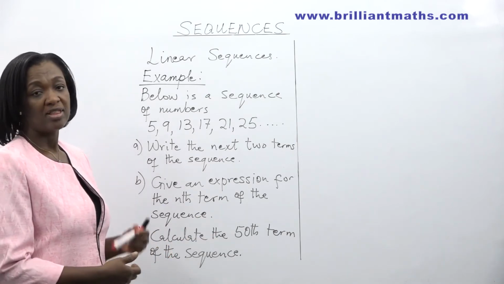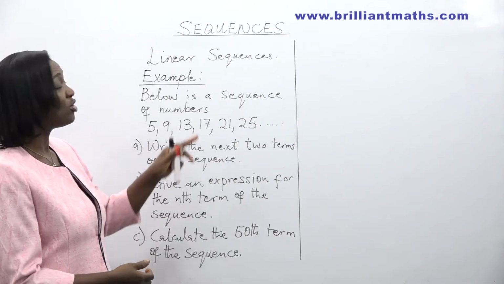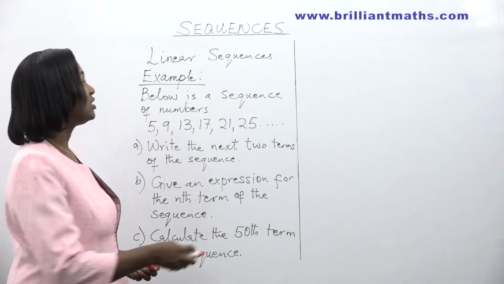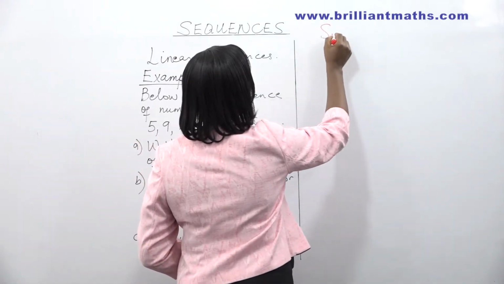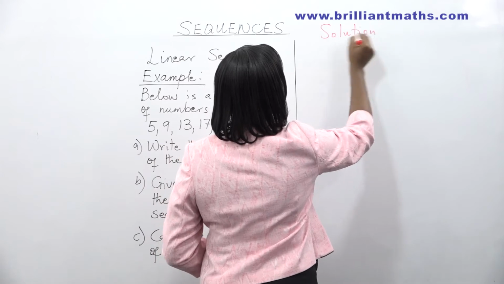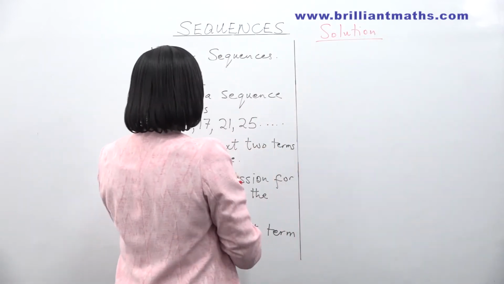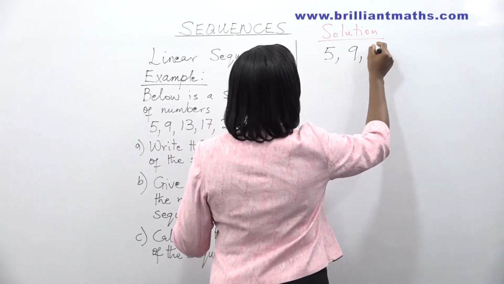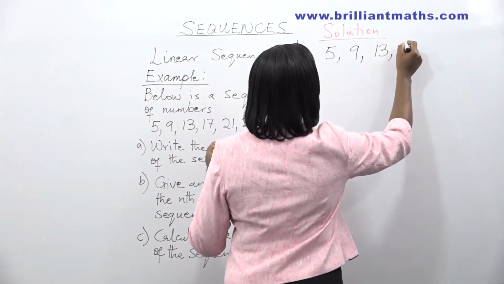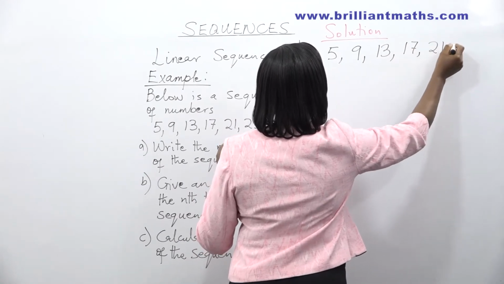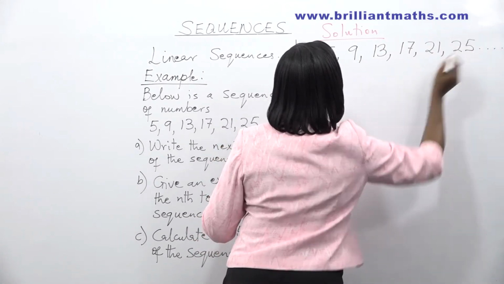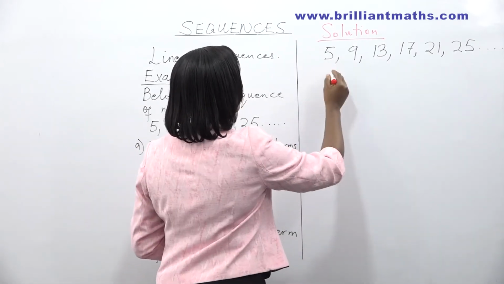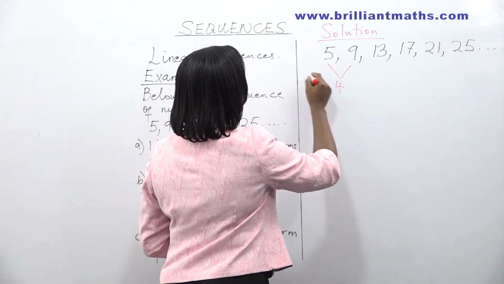What do we do? The first thing is, let's find the difference between the consecutive terms to find out what kind of sequence it is. So solution, we have 5, 9, 13, 17, 21, 25, and so on. So the difference between the first two terms, 9 minus 5, is 4. That's the first difference.